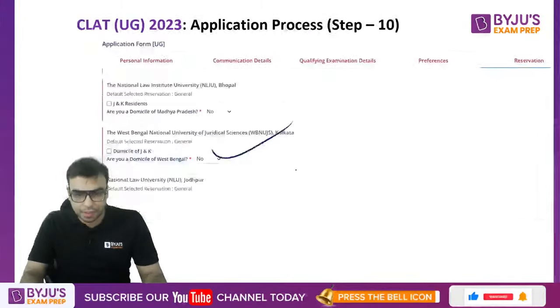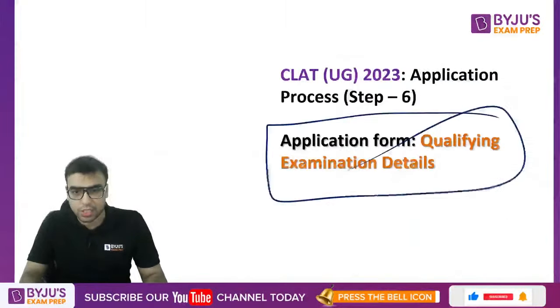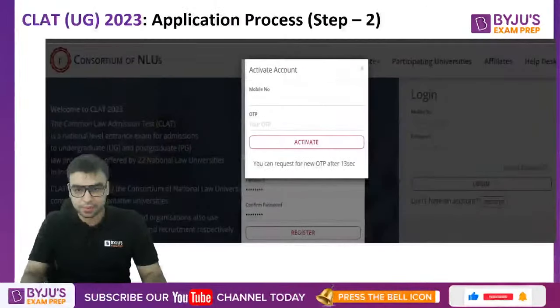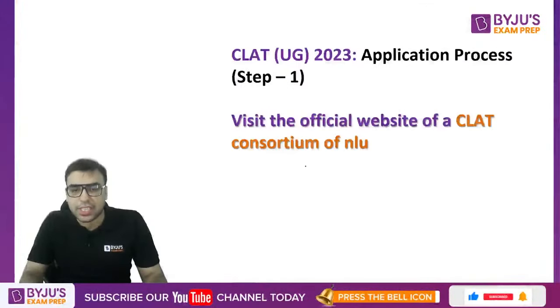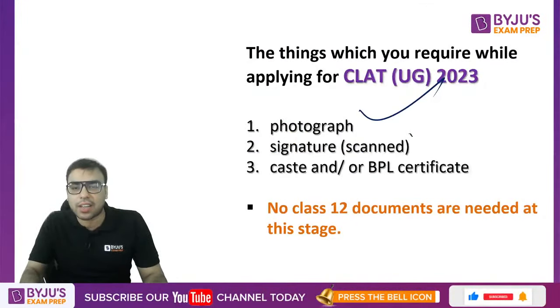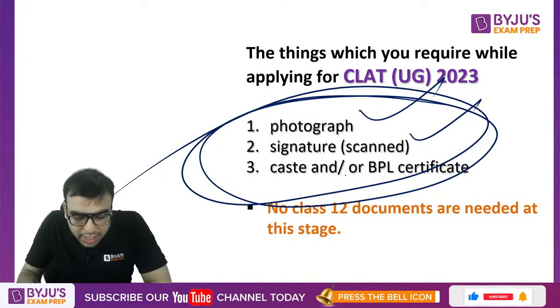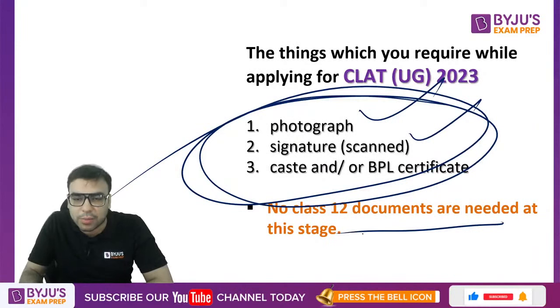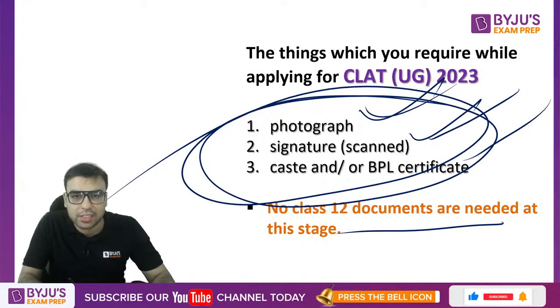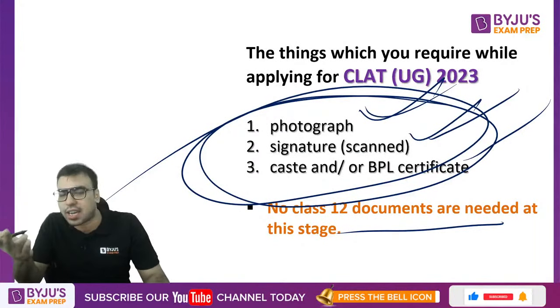So basically, some people are asking, sir, what are the documents required? If you see it carefully, these are basically the documents required: photograph, signature, and caste certificate. Right now, I think they are not asking for domicile or class 12 documents. So these three are required. You should have a caste certificate right now, photograph and signature at least.